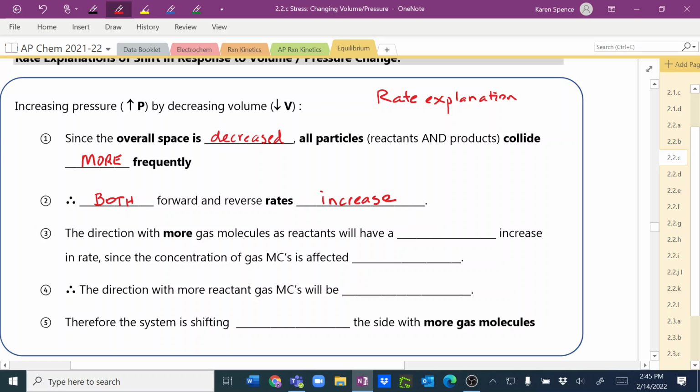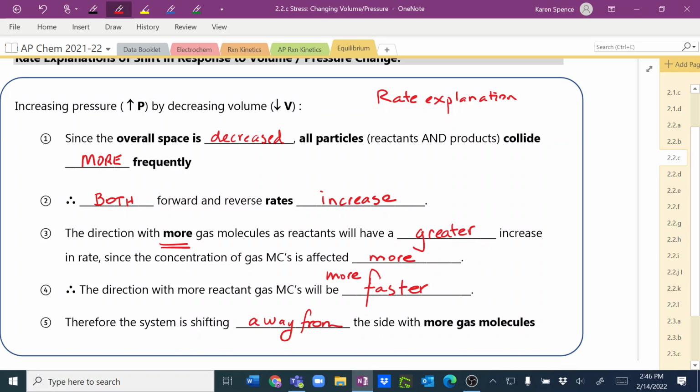The direction with more gas molecules will have a greater or lower increase in rate? Greater, since the concentration of gas molecules is affected more. Therefore, the direction with more reactant gas molecules will be faster. If you want to say more faster, you can say more faster. Sometimes I like to do that, even though it sounds stupid, just to be like, okay, everybody got faster, but this one got more faster. Therefore the system is shifting away from the side with more gas molecules.